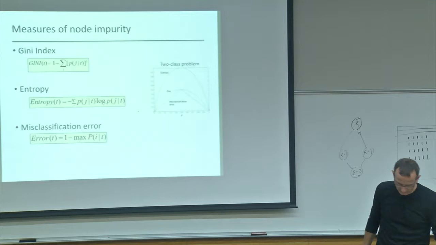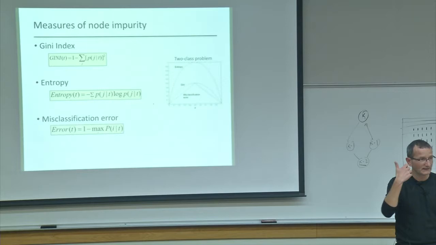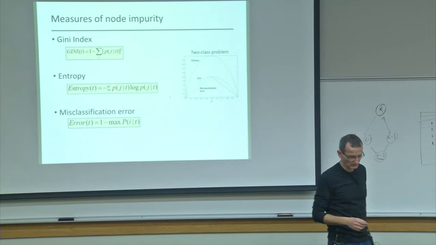Usually you tend to use some sort of a node impurity measure, a way of measuring how pure a node is in terms of the distribution. The usual suspects are the Gini index, entropy, and classification error. All three of them are highly related. The difference is how sharp they are close to 50-50 splits or not.